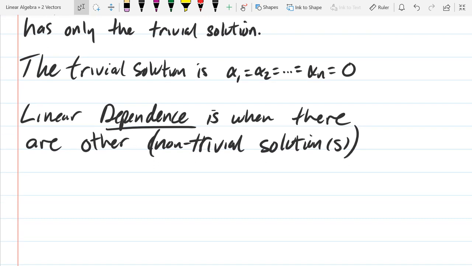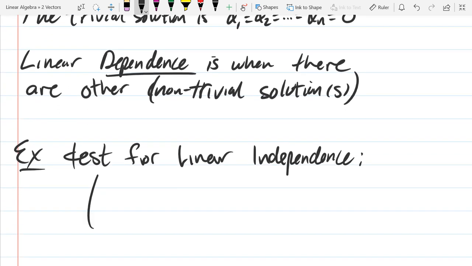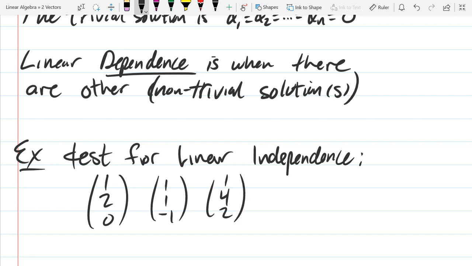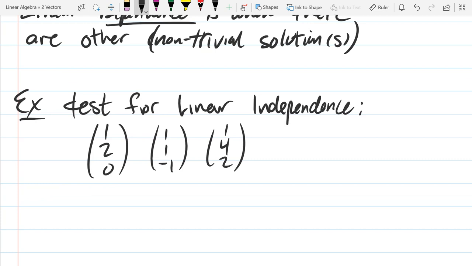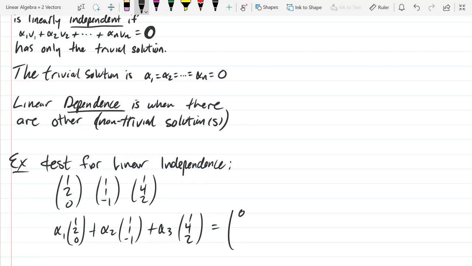So let's test for independence or dependence. First vector 1, 2, 0, 1, 1, negative 1, 1, 4, 2. So we got three vectors in three-dimensional space. Let's write out their linear combination. Alpha 1 times 1, 2, 0, plus alpha 2 times 1, 1, negative 1, plus alpha 3 times 1, 4, 2. What vector are we trying to equal on the right side? The 0 vector. So I got 0, 0, 0. Remember, that bold 0 is a 0 vector in the correct dimension, so in this case, 3-dimensional 0 vector.